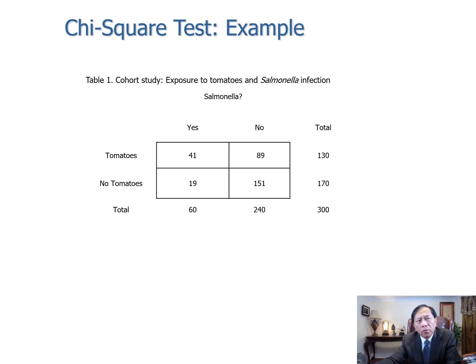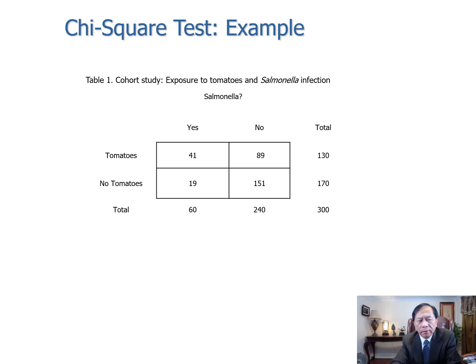Of those, 41 people caught the salmonella infection and also ate tomatoes, and 19 had salmonella but did not eat tomatoes. For those people who did not have the infection, 89 had tomatoes and 150 did not. That's the observed number. Now the question is, can we speculate that eating tomatoes that morning caused people to have salmonella?